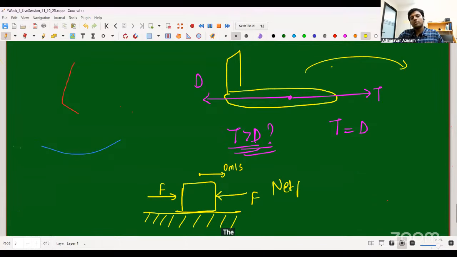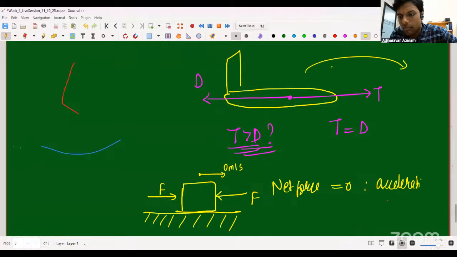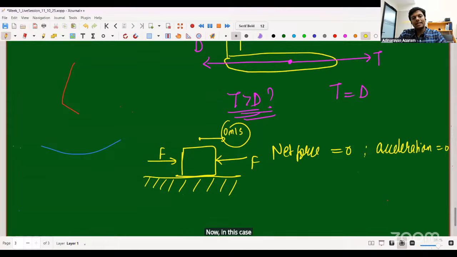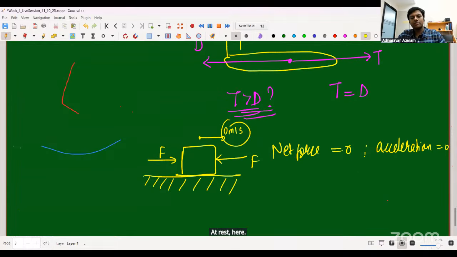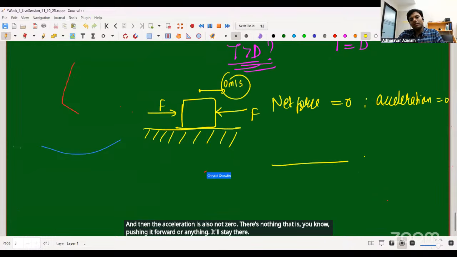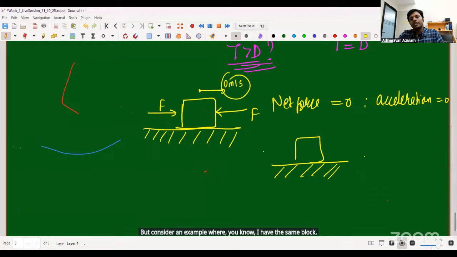The net force on this object is 0, right? There is a force coming this way, there is another force coming this way. There's nothing happening. So the net force is 0, and then the acceleration provided by this force configuration is 0. Now, in this case, the object is at rest, at 0 meters per second speed. It's not moving, and the acceleration is also 0. There's nothing that is pushing it forward or anything. It will stay there.